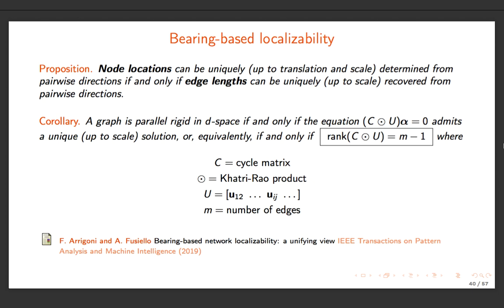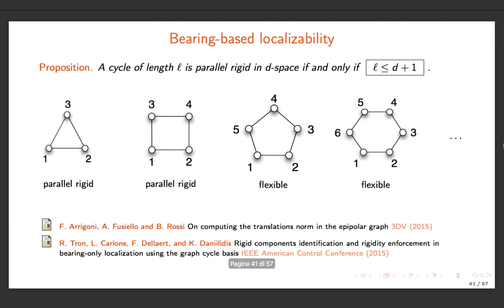This result provides an intuitive way to look at rigidity since the problem is formulated in terms of cycles in the graph. For instance, thanks to this result, it can be shown that a single cycle is rigid in 3D space if and only if its length is 3 or 4, whereas longer cycles are flexible, as shown in the figure.